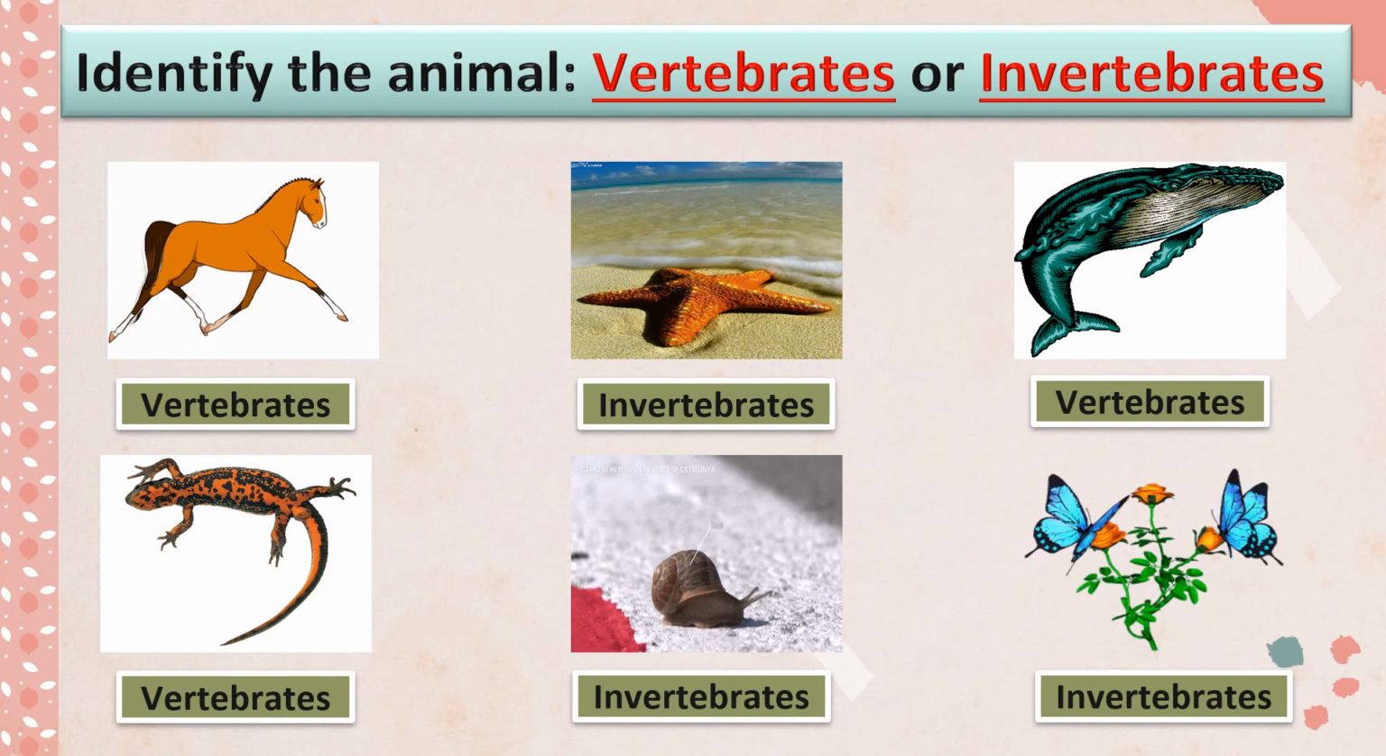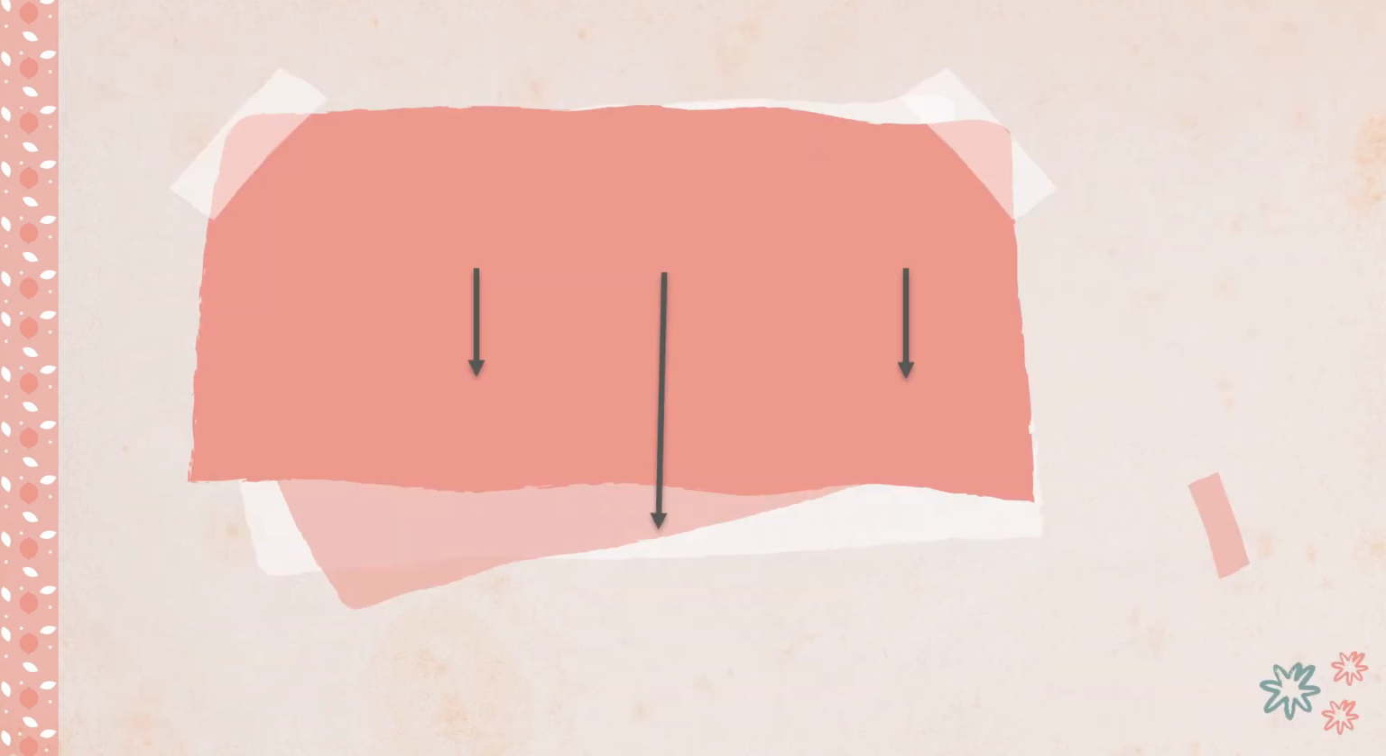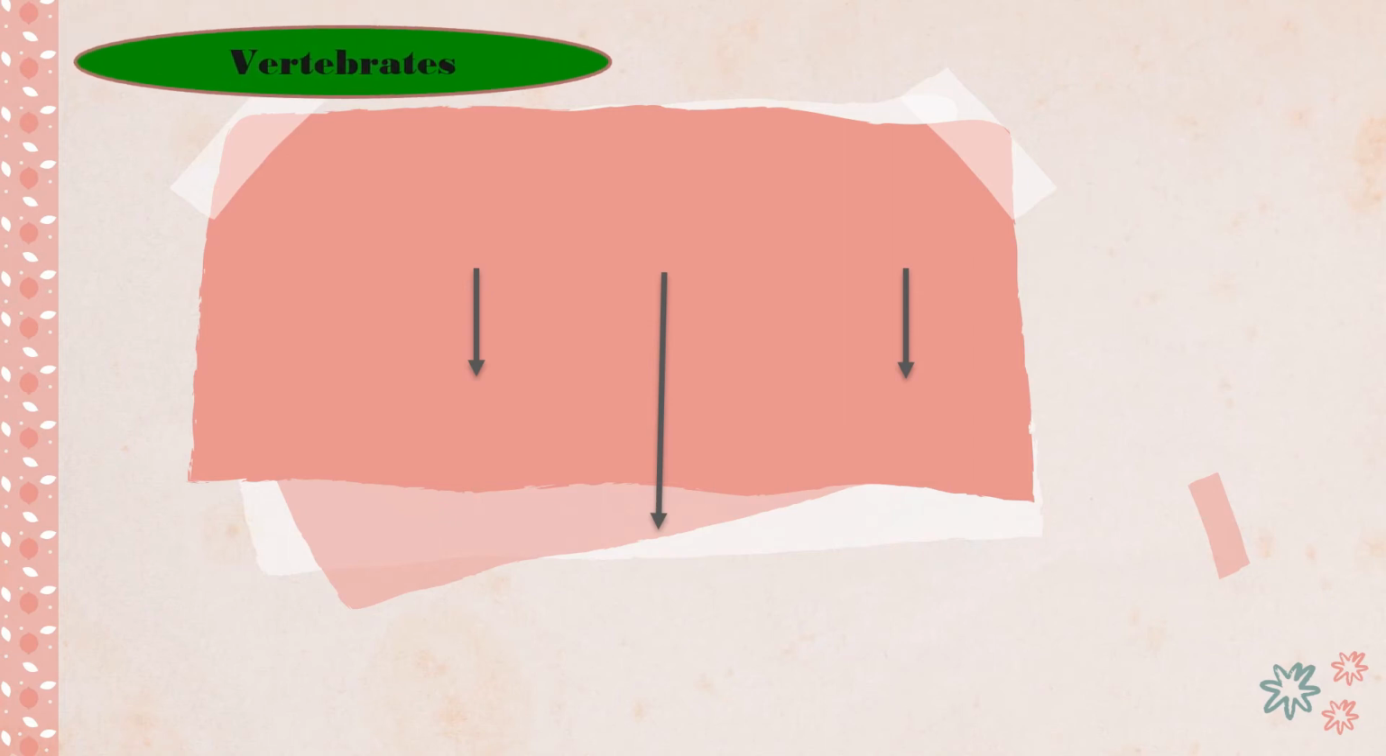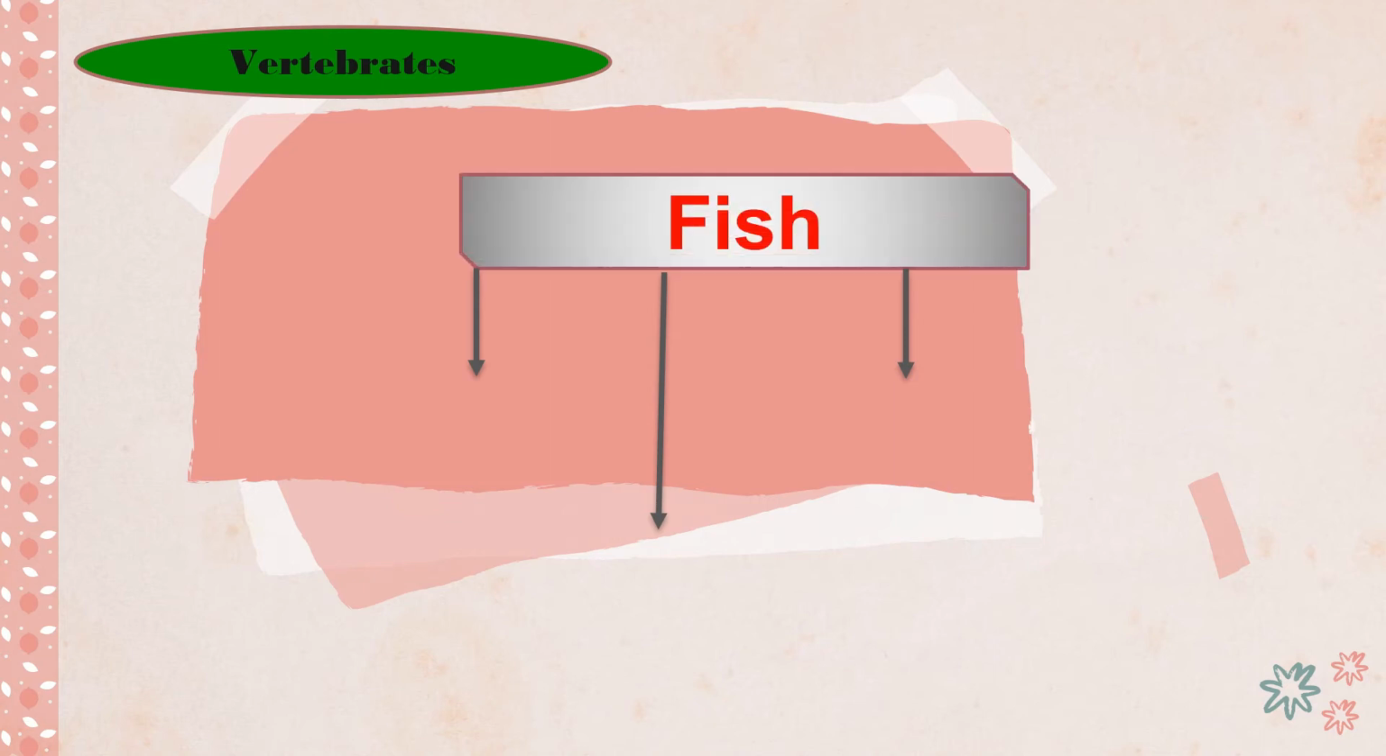Very good. Okay, everyone, now we will study or review first the vertebrates. What animals do you include in vertebrates? These are animals with backbones. These bones are small bones linked together along the center of their body. The first is fish.